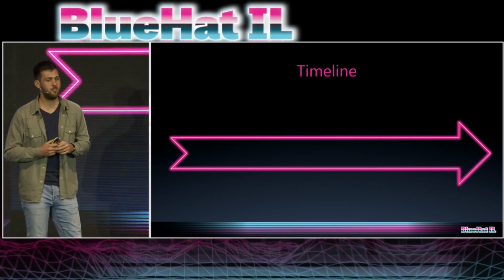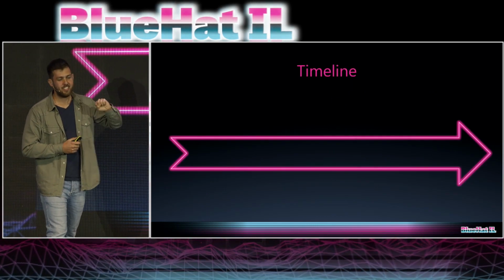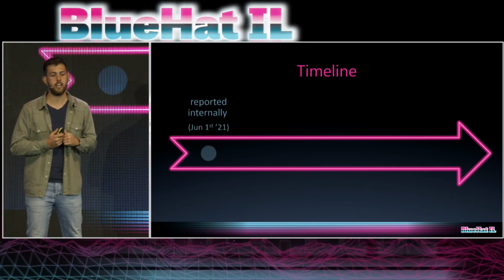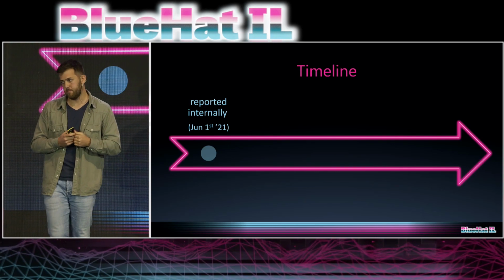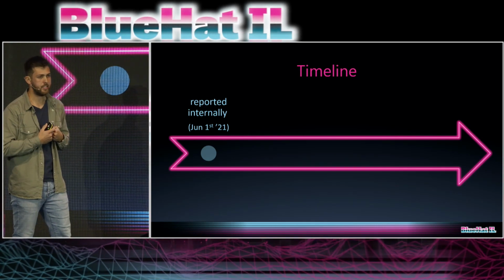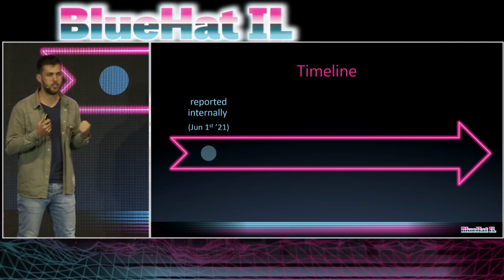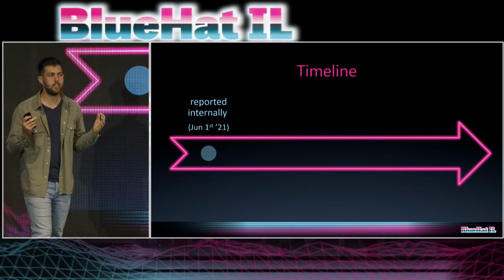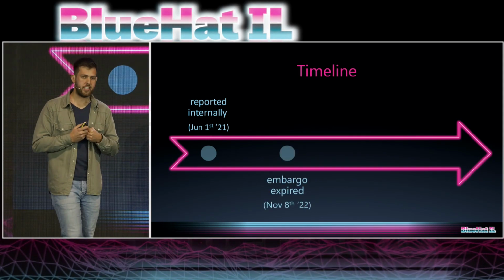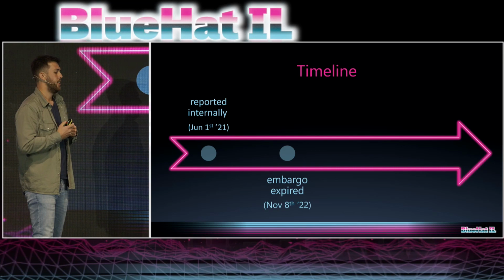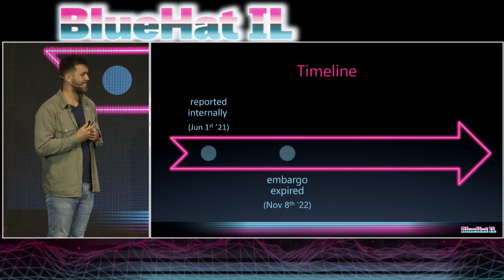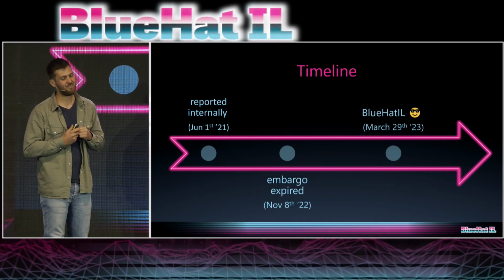OK, two more slides and we're done. So let's discuss the timeline. The issues were reported initially on June 21st. Then after some hard work with the different IBVs and OEMs, and even US-CERT, which helped us coordinate the issues to all the vendors and OEMs, the issues were fully fixed on November 22, and the embargo also expired at this moment. And this brings us to today, to BlueHat IL.